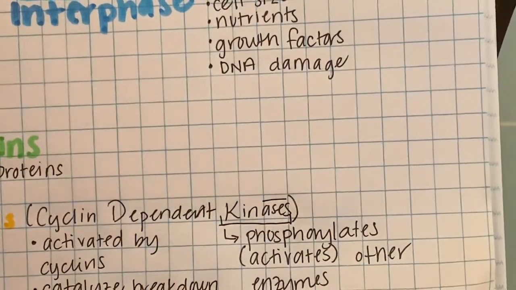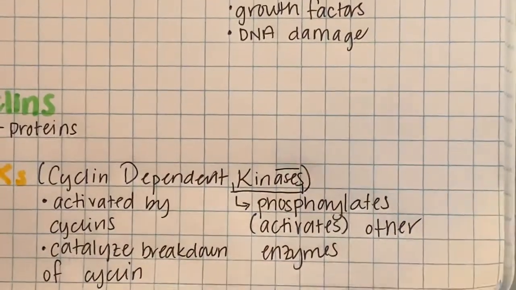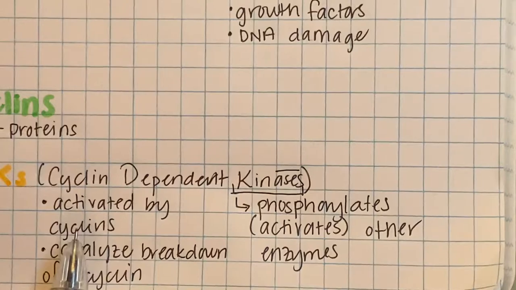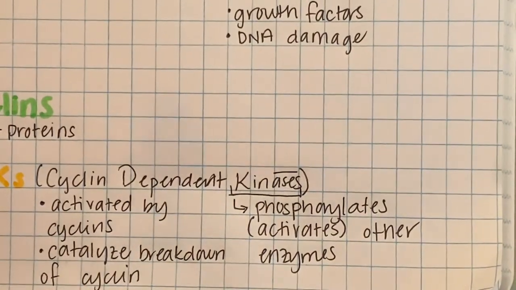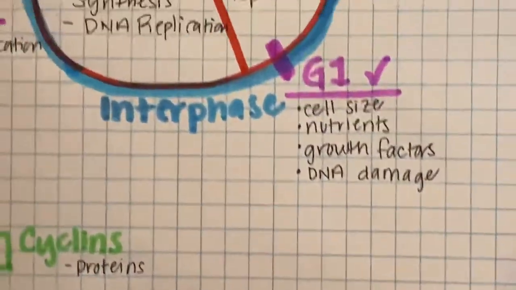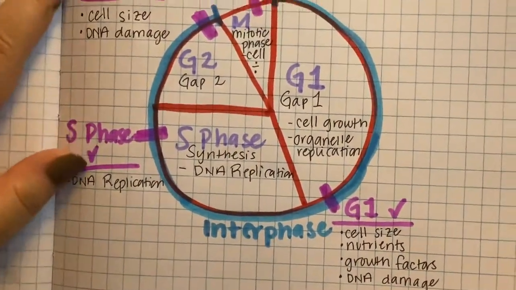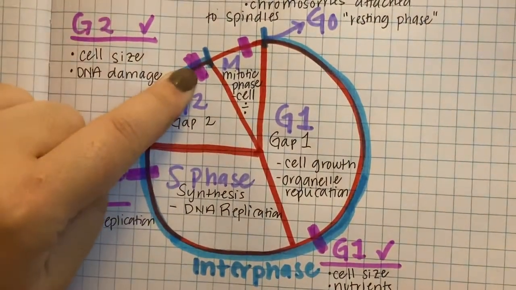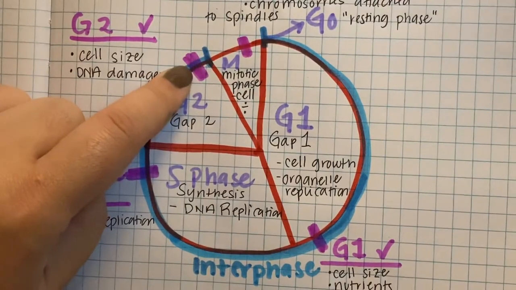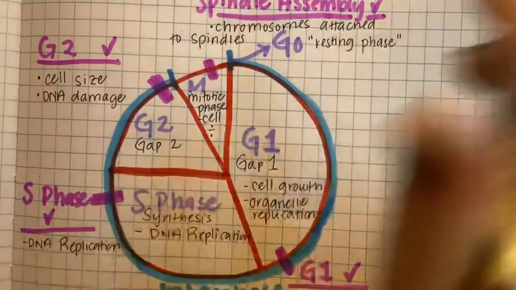So the CDK does a few things. In the presence of cyclin, it'll be activated. It will phosphorylate other enzymes when it's active, but then it will also catalyze the breakdown of cyclin. And I'll show you what that means. We're just going to do one example, so we're going to pick just one checkpoint. I'm going to choose this one. We're going to talk about how a cell gets through the G2 checkpoint.